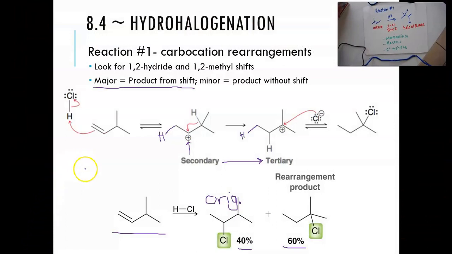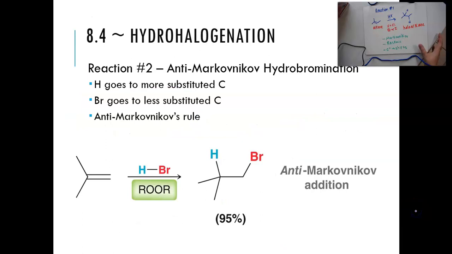So with that, we're going to go to our second reaction. Our second reaction looks similar. We're still working with an alkene, and we're still reacting it with HBr, but underneath the arrow there, we have ROOR. So this is a peroxide.